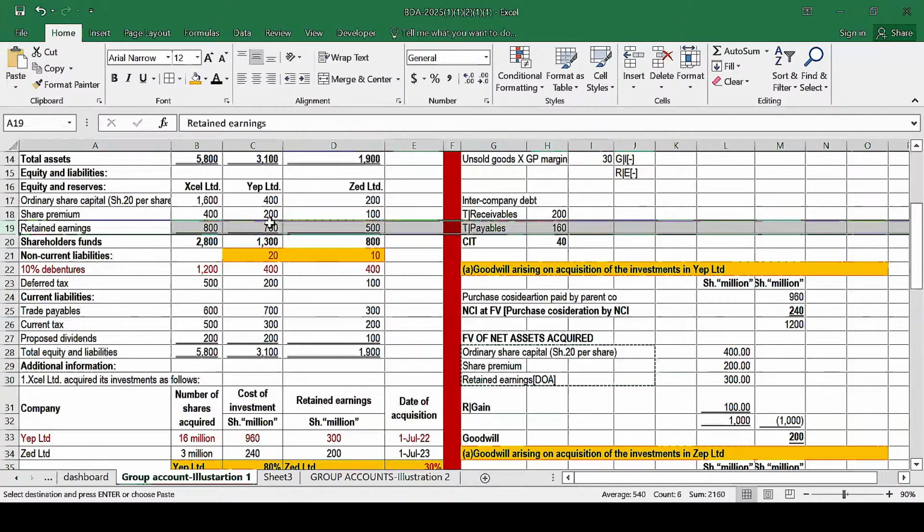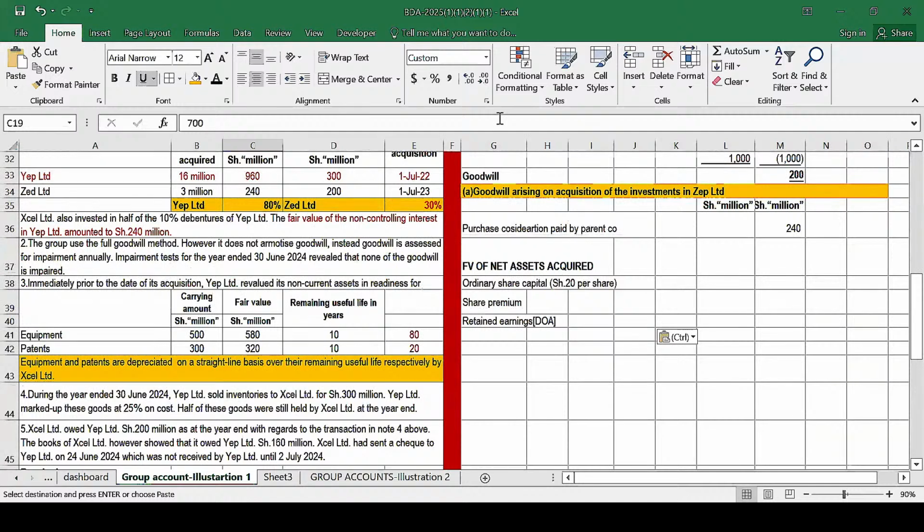But for the retained earnings, you can't take this one because this one is at the end of the current year. We're interested in the retained earnings on the date our subsidiary was acquired. That's where we are working with this value here, because that goodwill has to be computed on the date of acquisition. So we are going to do the same for the other company here.